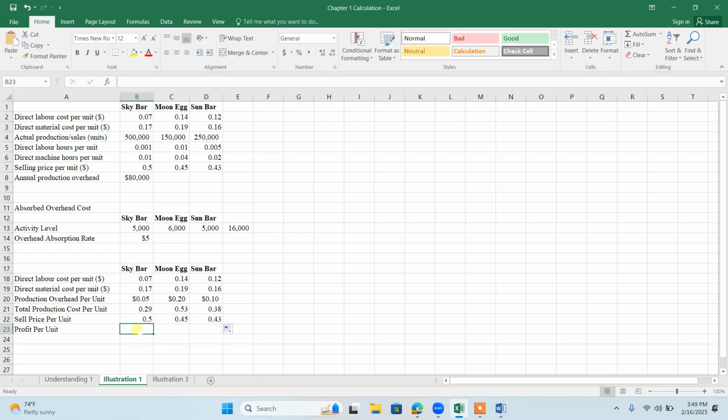Now, my dear, we can calculate the profit. What is the formula for profit? Sell price for 1 unit minus the total cost for 1 unit. So we are earning $0.21, or I can say 21 cents, by selling the sky bar unit. If I check the moon, the sell price is 0.45 while the cost is high, so we are in loss here. 0.45 minus the cost, so we are losing $0.08 by selling each unit. Here the selling price is 0.43 minus the cost, so our profit per unit in this case is $0.05.